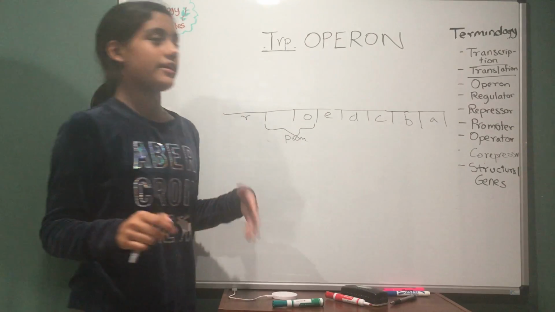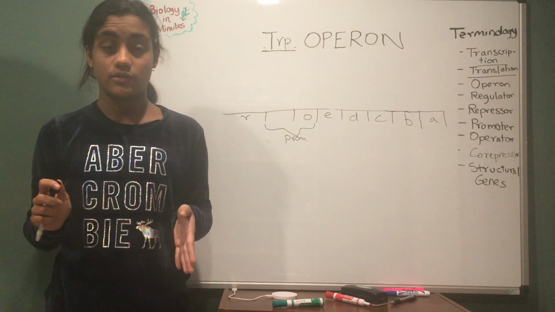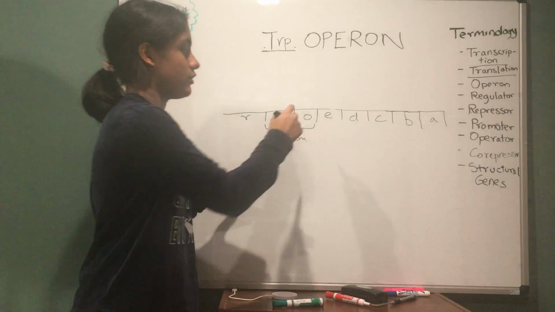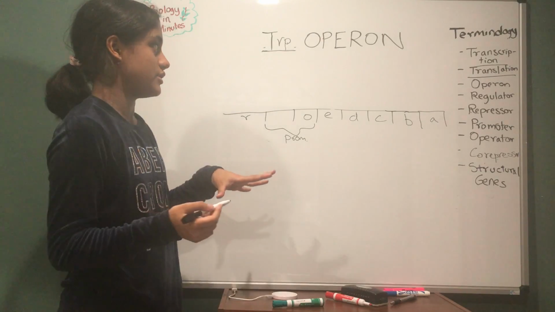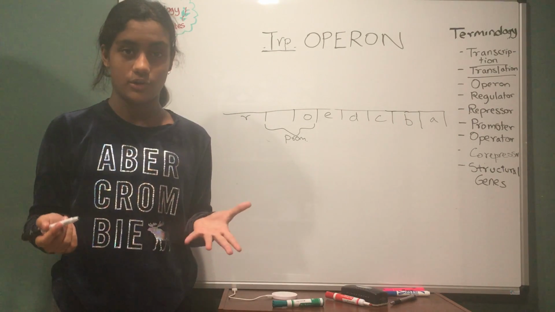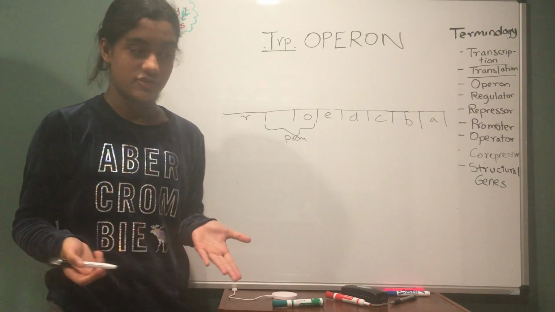Okay, but in the Lac Operon, we saw that 3 enzymes were being synthesized by the transcription of these genes, and there are 3 enzymes that were synthesized by the transcription of the 5 structural genes in Tryptophan Operon. Okay, so now what are the differences in functionality?